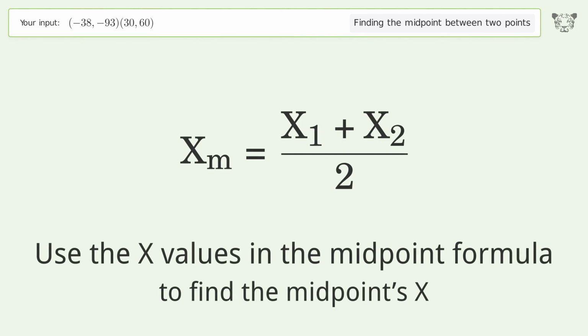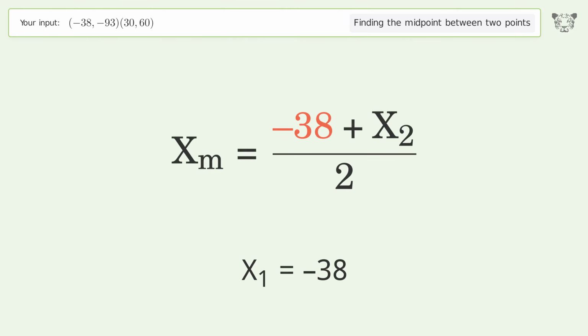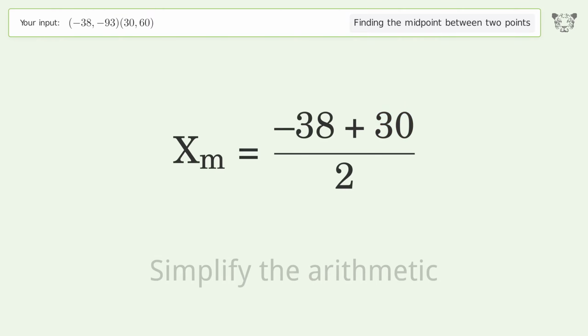Use the x values in the midpoint formula to find the midpoints x. x1 equals -38. x2 equals 30. Simplify the arithmetic.